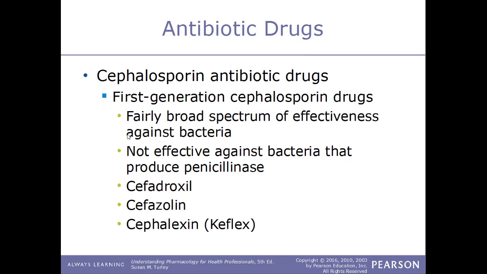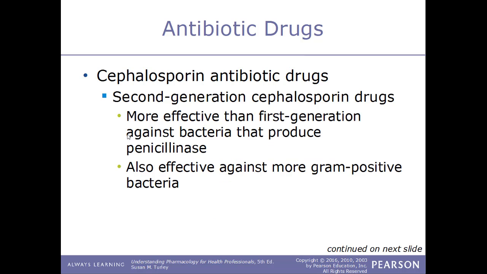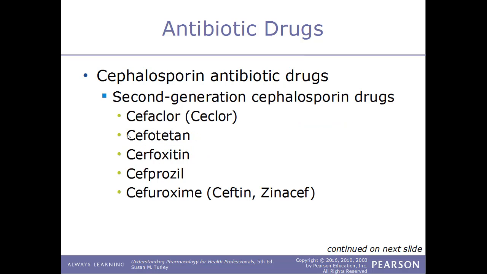And some examples of this type of first generation drug would include cefadroxil, cefazolin, and cephalexin, also known by its trade name of Keflex. The second generation cephalosporin drugs were more effective than first generation drugs against penicillinase. These are also effective against more gram-positive bacteria. And some examples of a second generation cephalosporin drug would be cefaclor, also known by the trade name Ceclor, cefotetan, Cefotan, cefprozil, and cefuroxime, known by its trade names of Ceftin and Zinacef.